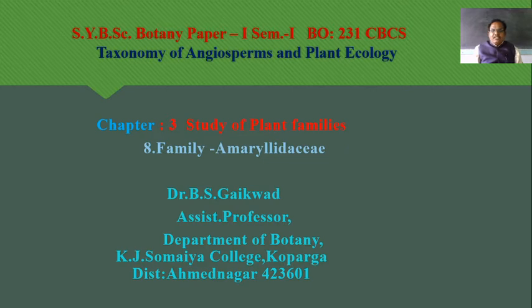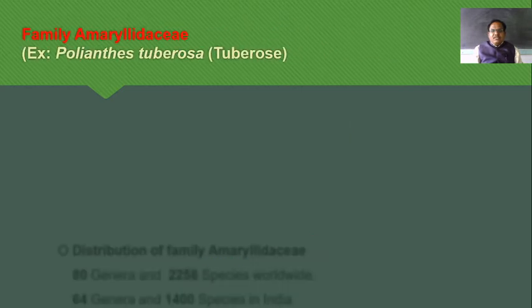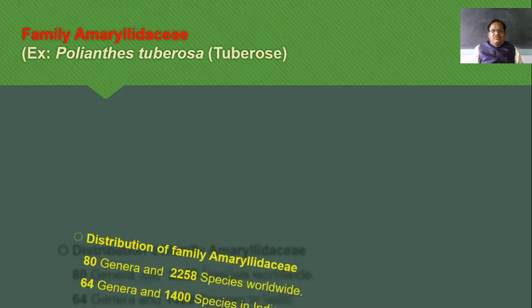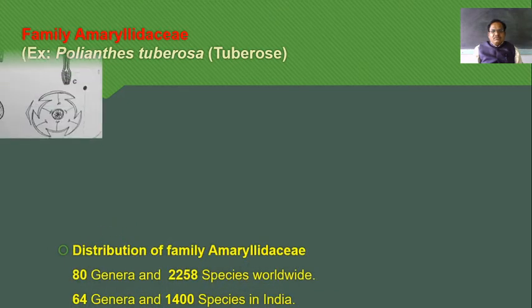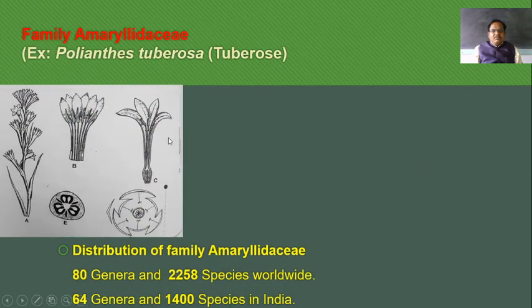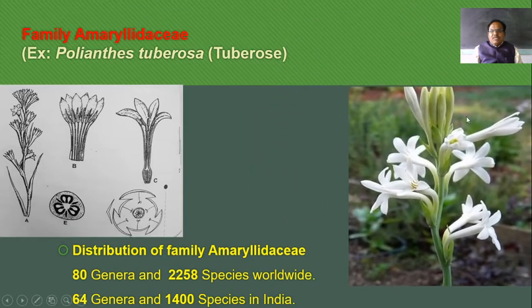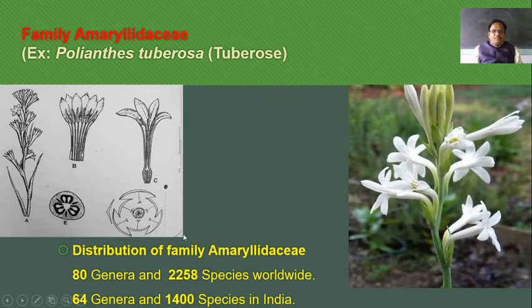And in this family, there is an absence of calyx and corolla, but only perianth is present. So pay attention here. This is the figure of a member of this family, Polianthes tuberosa, which is known as Nishigandha, and this is the actual plant of this family.